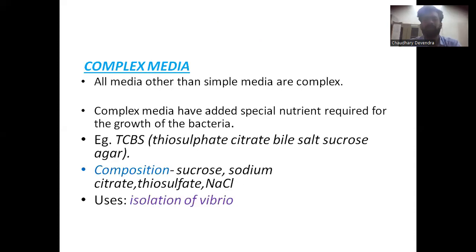Complex media: all media other than simple media are complex media. Simple medium has basic constituents, so all media other than simple media come under complex media. Complex media have added special nutrients required for the growth of the bacteria, like TCBS: thiosulfate, citrate, bile salt, sucrose, agar. And what is the composition? Sucrose, sodium citrate, thiosulfate, NaCl. And what are the uses? Isolation of Vibrio.